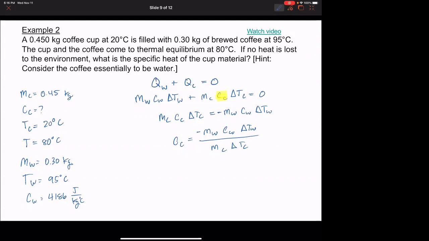Would T be time in this situation? No, T is temperature. Big T is temperature. Little t is time.